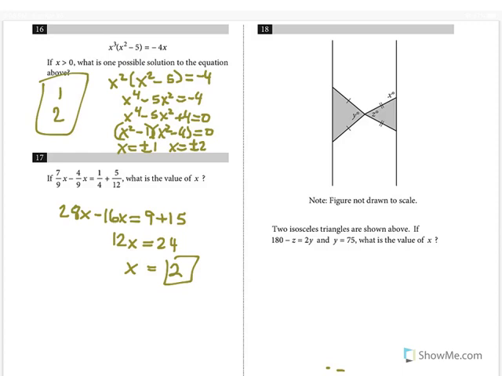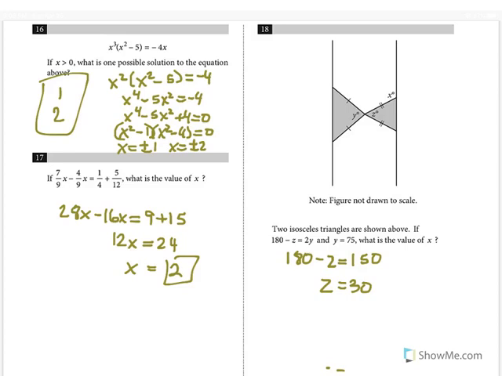Two isosceles triangles are shown above. If 180 minus z equals 2y and y equals 75, what is the value of x? All right, so we have 180 minus z equals 2y, and y is 75. That means 180 minus z equals 150, meaning z equals 30.